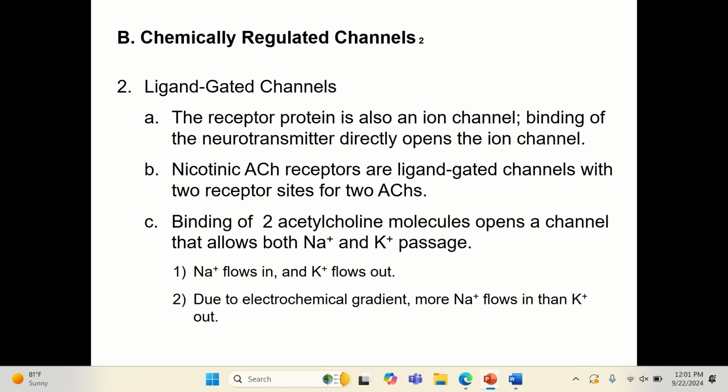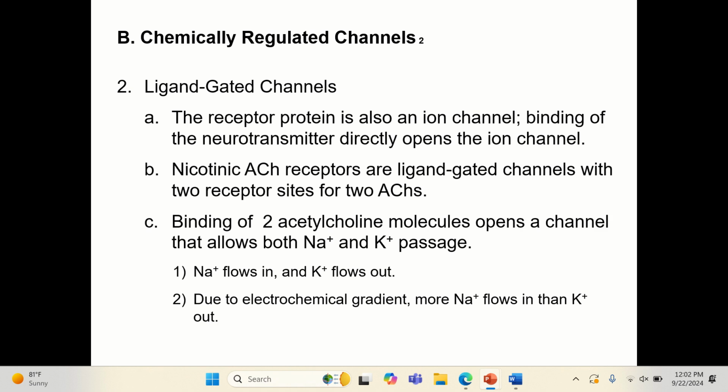Ligand-gated channels: the receptor protein is also an ion channel. Binding of the neurotransmitter directly opens the ion channel. So that's what these ligand-gated channels are doing. Nicotinic acetylcholine receptors are ligand-gated channels with 2 receptor sites for 2 acetylcholines. Binding of the 2 acetylcholine molecules opens the channel and allows both sodium and potassium passage. The sodium is going to flow in, the potassium is going to flow out. Due to the electrochemical gradient, more sodium flows in than potassium flows out.